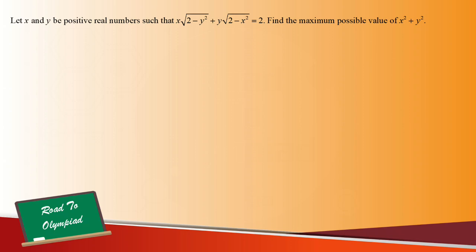One straightforward observation may tell us that x and y both equal to 1 is one of the solutions to these equations, thus giving us x squared plus y squared is equal to 2. However, we cannot make sure that this is the maximum.